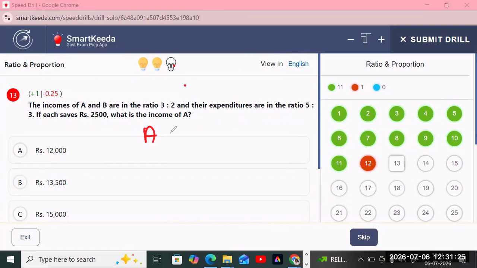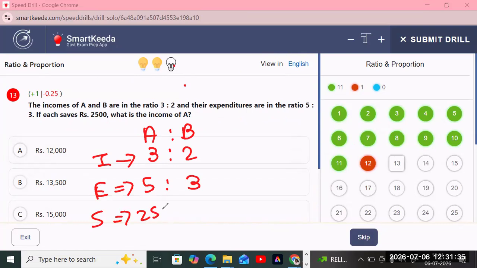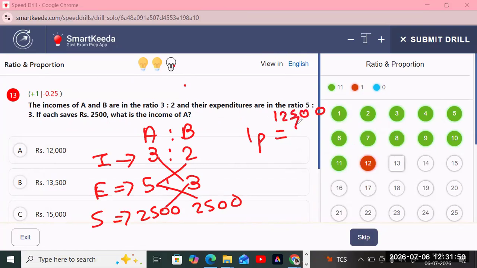Income of Indian and their expenditure in the ratio of 5 and 3. Each savings are 12,000. One part will come out. 1.5, 7 5, 5,000. The income of the is equal to 50.